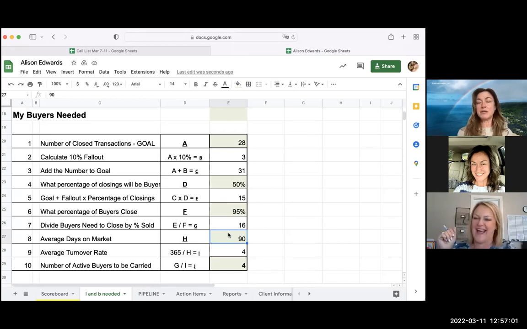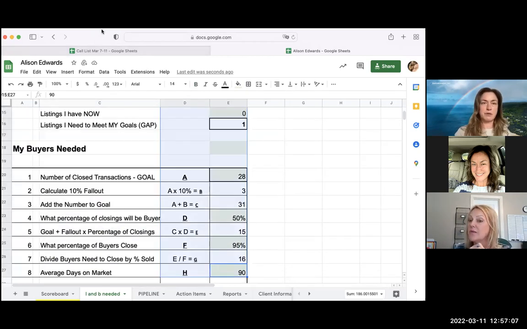Oh, that's so cool. Yeah, that does count towards it being closed, so it's not counting against you. So I think that we just put 95% of your buyers close. Oh my gosh, I just tripped over my dog. 95% of your buyers close.